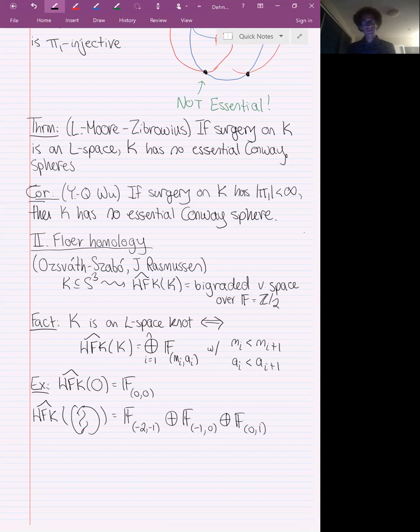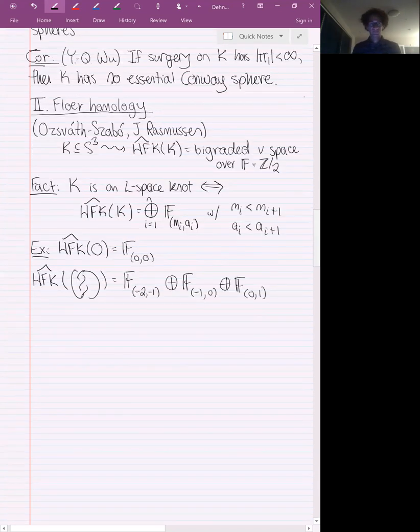Now, knot Floer homology is very strong, and in fact, the unknot is the only knot with rank 1 knot Floer homology, and the trefoil is the only knot with rank 3 knot Floer homology. So it can detect certain knots, and it is a very powerful invariant for that reason, especially when combined with its ability to tell us something about Dehn surgery.